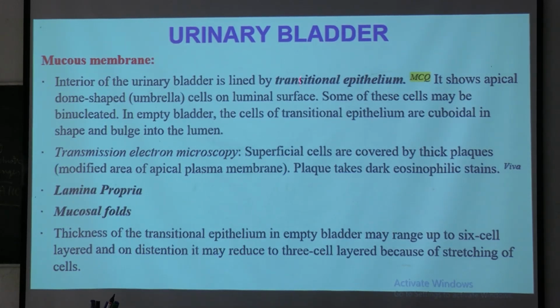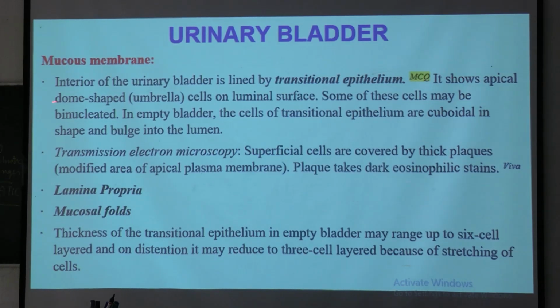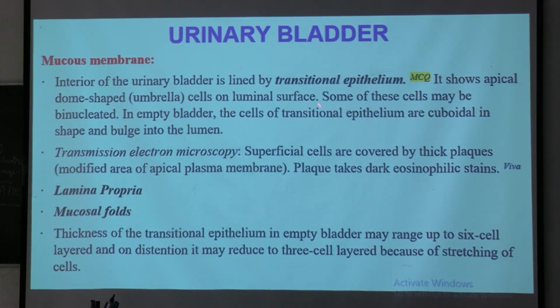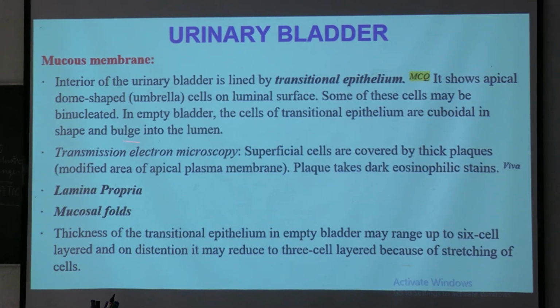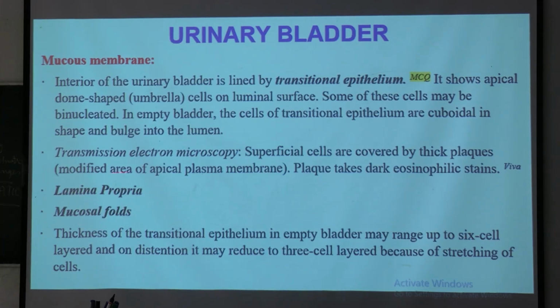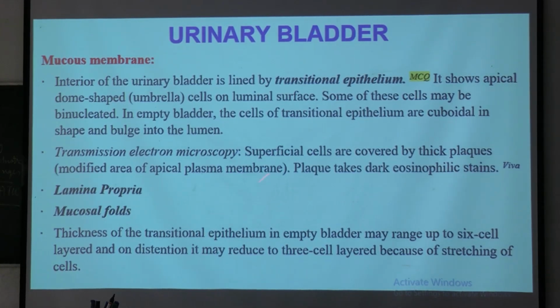Okay, very frequently asked question. It shows apical dome-shaped or umbrella cells on the luminal surface. Some of these cells may be binucleated, and in an empty bladder, the cells of transitional epithelium are cuboidal in shape and bulge into the lumen. Under transmission electron microscopy, the superficial cells are covered by thick plaques. These are modified areas of apical plasma membrane, and this plaque takes dark eosinophilic stain.